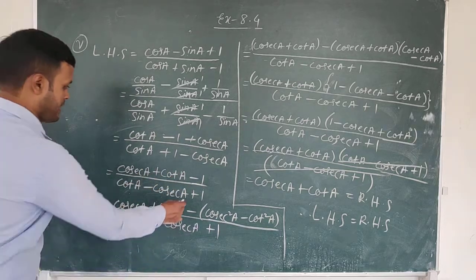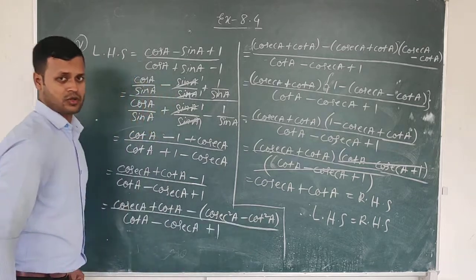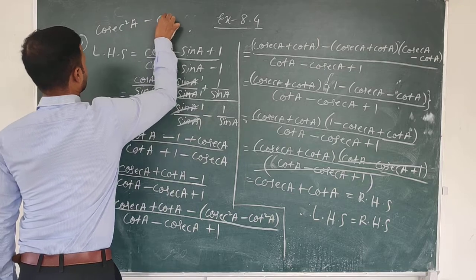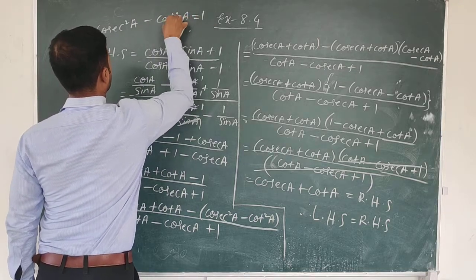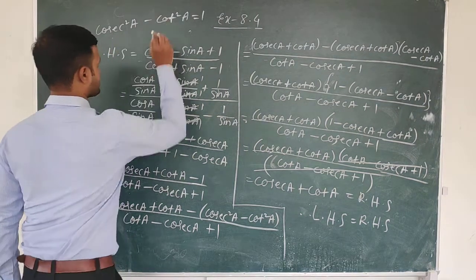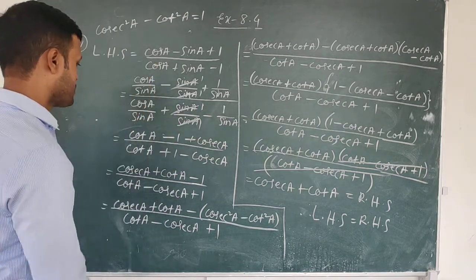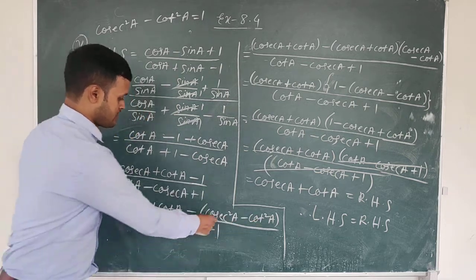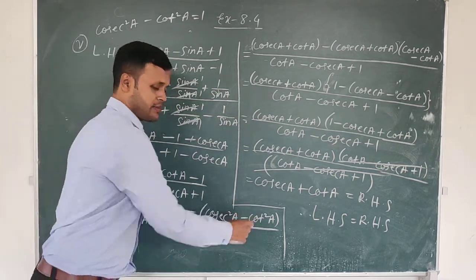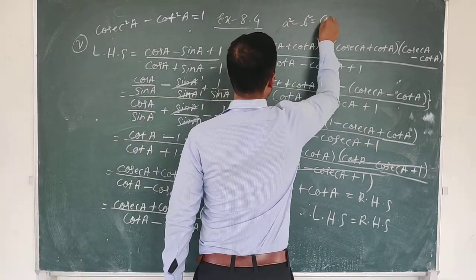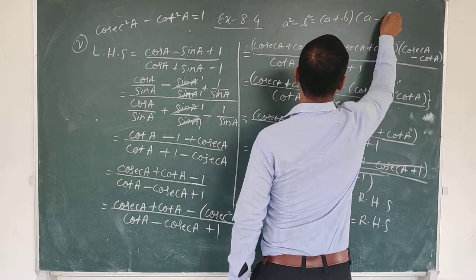In place of 1, can I write cosec square A minus cot square A? Do we have this identity? Cosec square A minus cot square A is equal to 1, isn't it? So in place of this 1, students, I am writing cosec square A minus cot square A. So this is A square minus B square. What is the formula, students? A square minus B square is A plus B into A minus B.